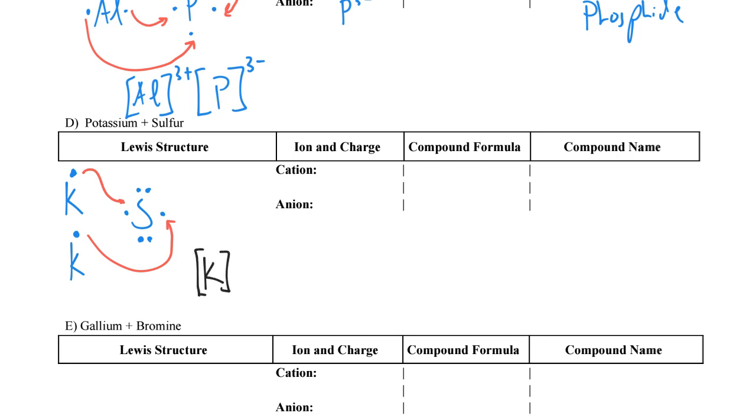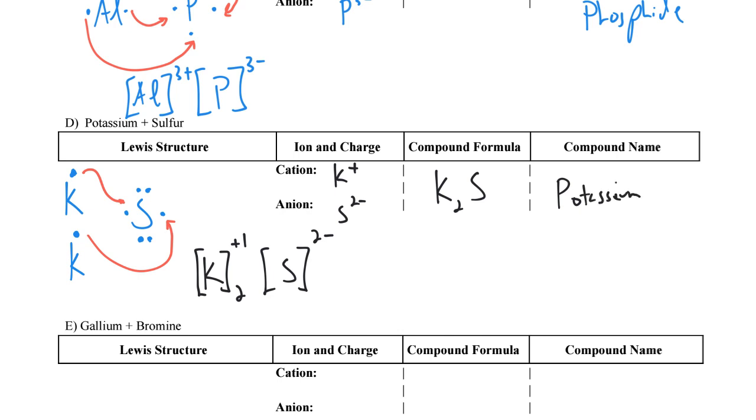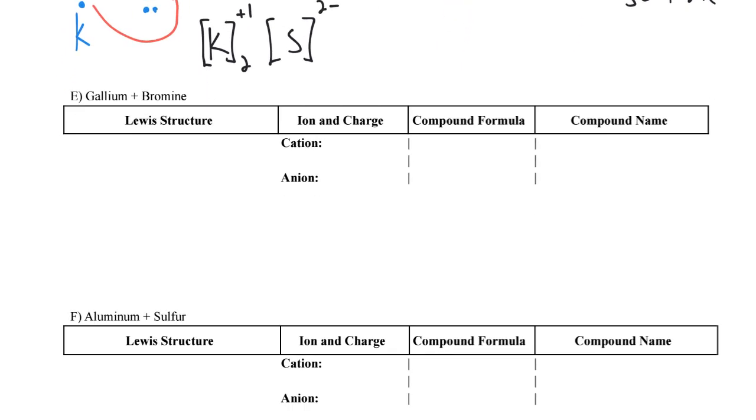Potassium is now an ion. It gets a +1 charge because it lost an electron, and there were 2 of them. Sulfur, there's only 1 of them, but it has a 2- charge, and our charges stay balanced. The cation is the K+, the anion is the S2-. Compound formula, well, we need to represent that there's 2 potassiums, so K2S, and then we'll just call this potassium sulfide. Potassium sulfide.